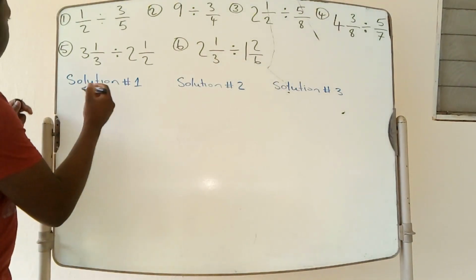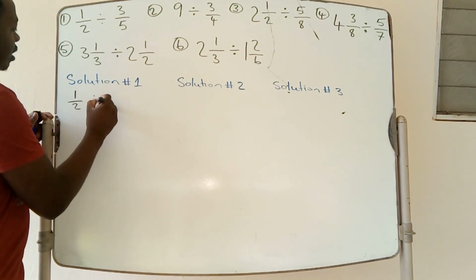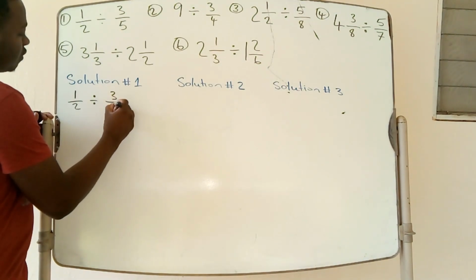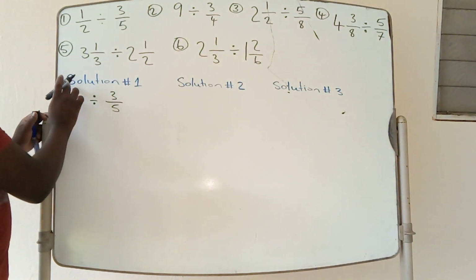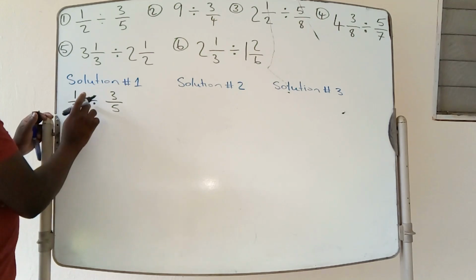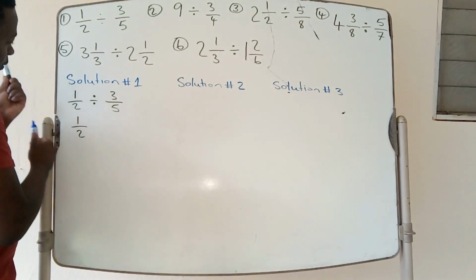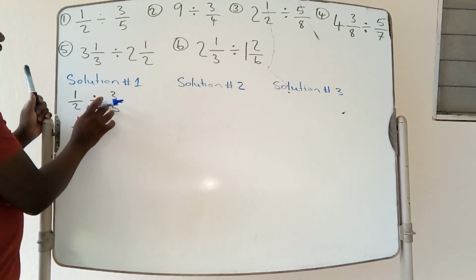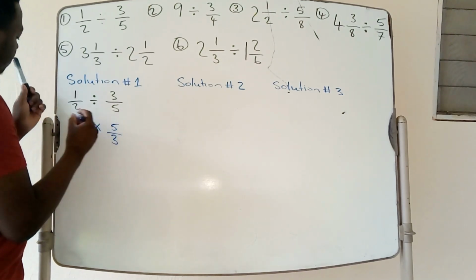So the first one we have is 1 over 2 divided by 3 over 5. So what we're going to do, we're going to keep the first fraction, which is 1 over 2. We're going to change the division sign to multiplication. And we're going to invert the second fraction, which is 5 over 3.